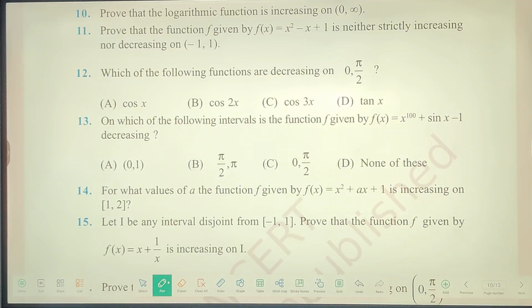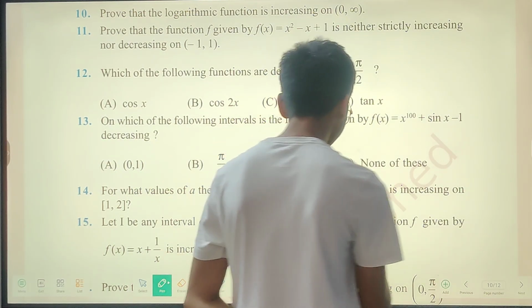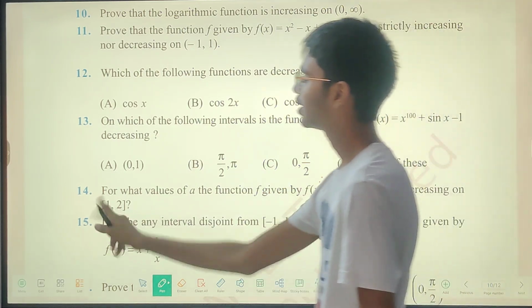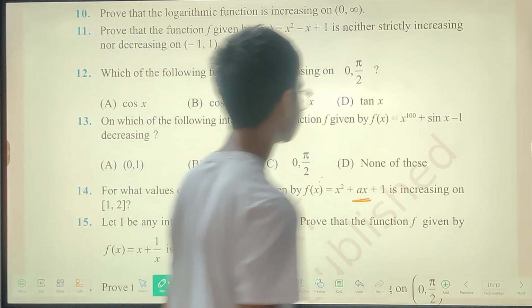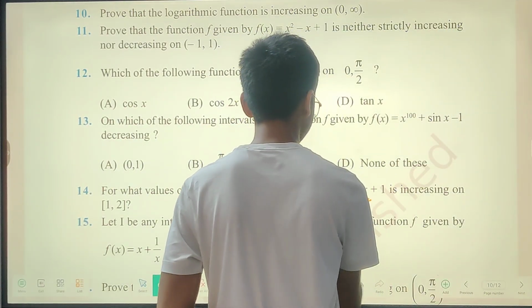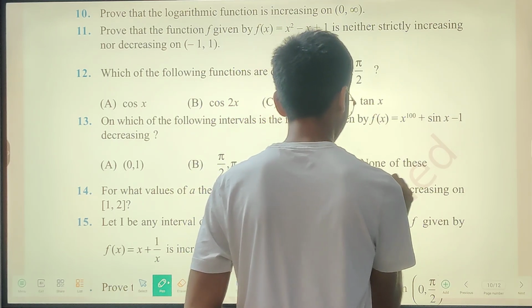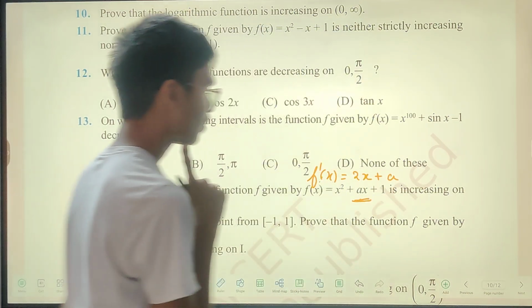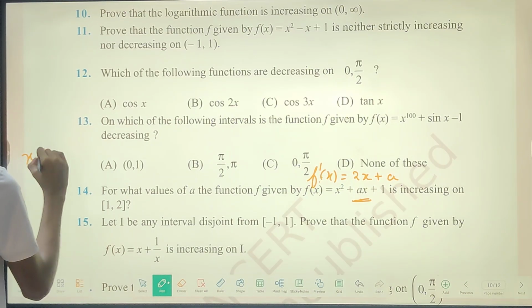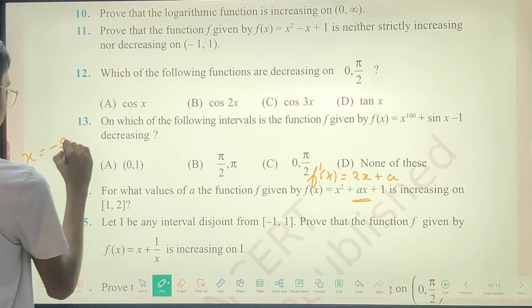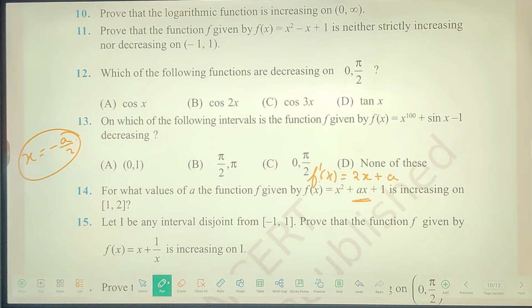Okay, next: for what values of a is the function f given by f of x equal to x squared plus a x increasing on the interval 1 comma 2? So you have to put a value that should make this function increasing in this particular interval. What will you be doing? It's actually f dash of x equal to 2x plus a. Here you have to equate it to 0, so x is equal to minus a by 2.